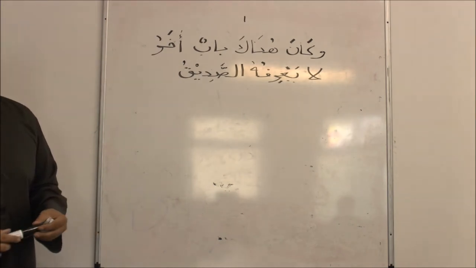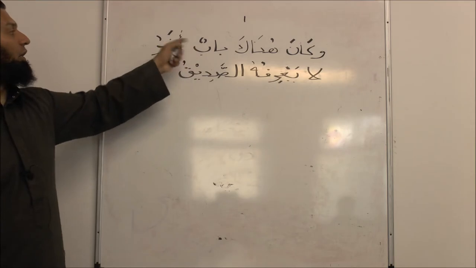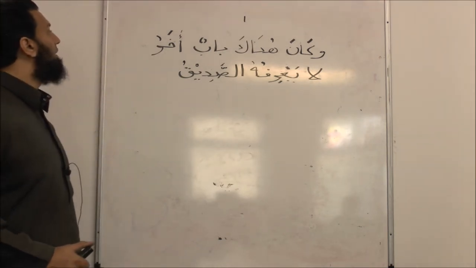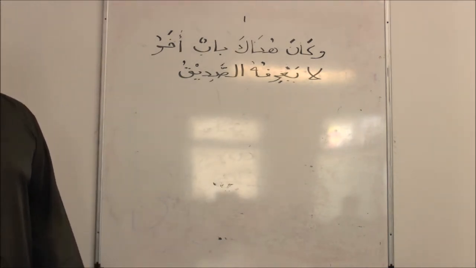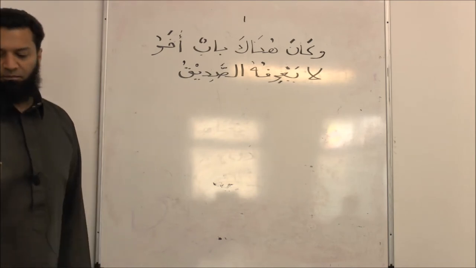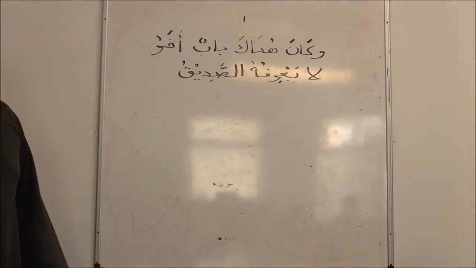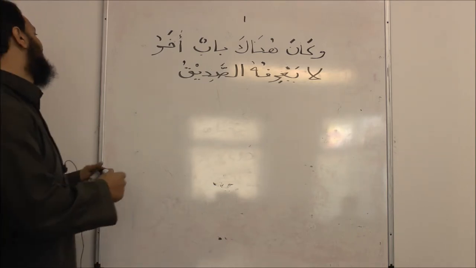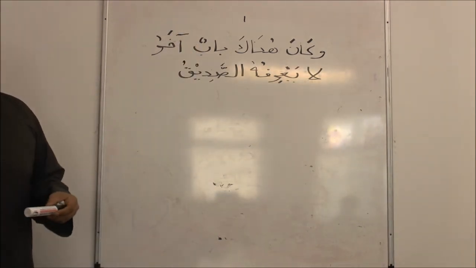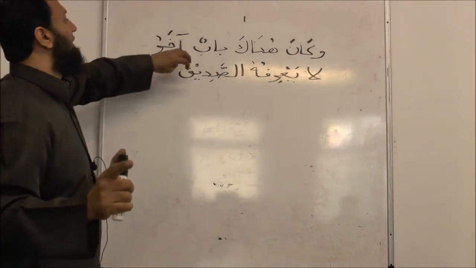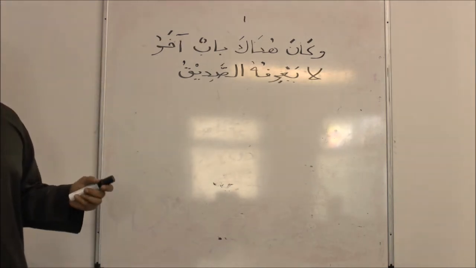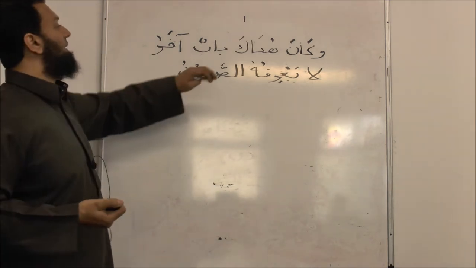What does akhar mean? Other. Other door. Akhir means last. No, it doesn't mean akhir, it means akharu. Sorry, no. That is akharu, not akhiru. I don't know why I wrote it. That is akharu, but it doesn't mean last. It means other. Kana hunaka babun akharu. Like ukhra, it's the male version of ukhra. Other. So there was another door.